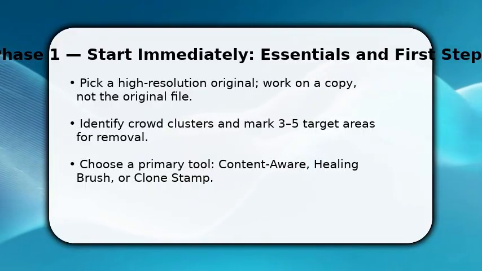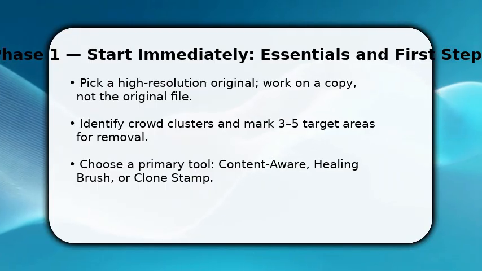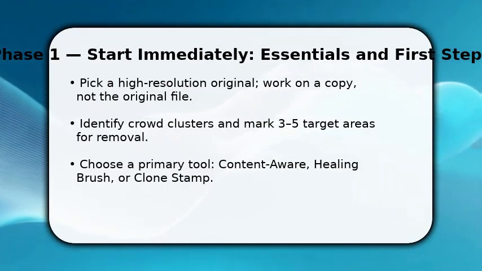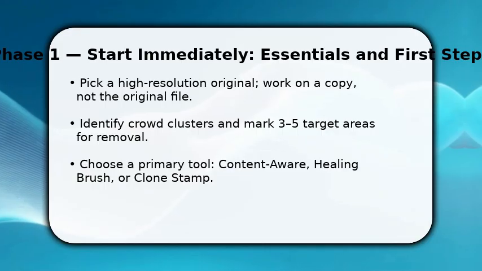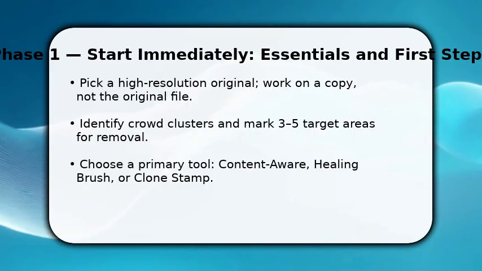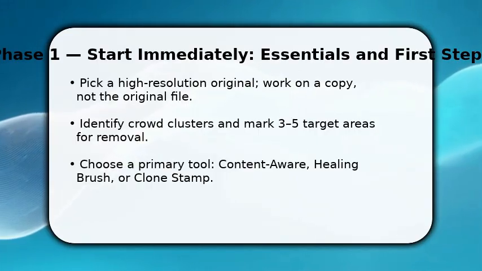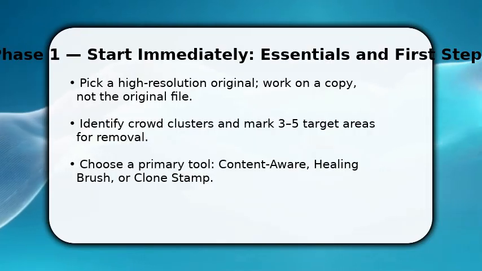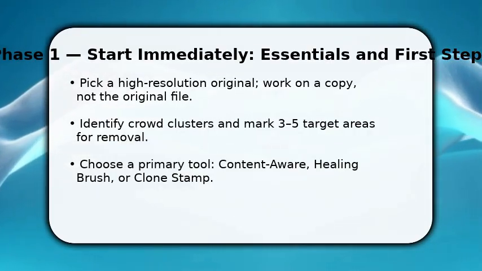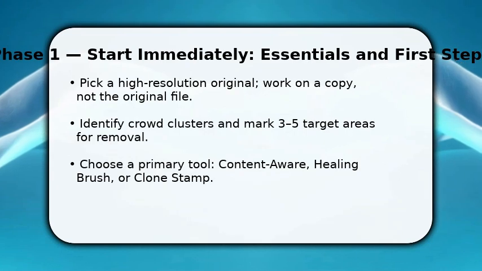You start by making a working duplicate of the image so you never overwrite the original, and you'll thank yourself later. Next, zoom to a comfortable level and outline the crowd clusters you want gone. Think in groups of 3-5 areas, not individual people. Pick your main tool now: Content Aware for backgrounds, Healing Brush for textures, Clone Stamp when perspective matters, and set hardness and size roughly to 1.5-2 times the average subject width to blend smoothly.